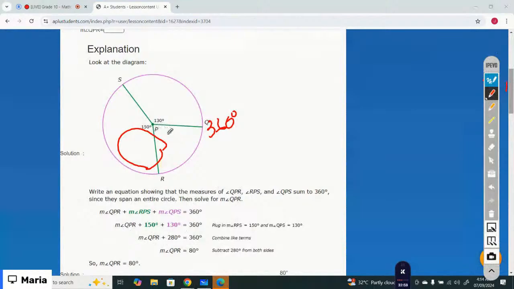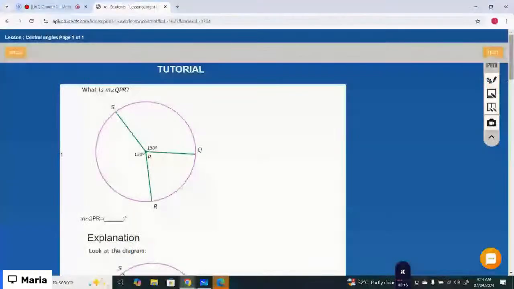So the sum of all the angles in the circle is 360 degrees, right? You need to add 150 and 130, subtract it from 360 degrees, right? So that means angle P is 80 degrees. The correct option is 80. Let's just start with the test questions.